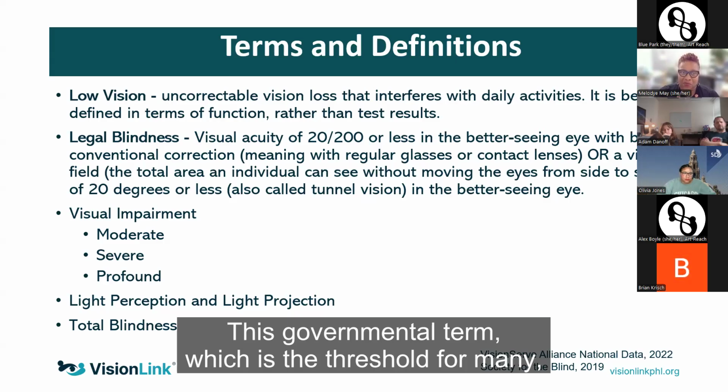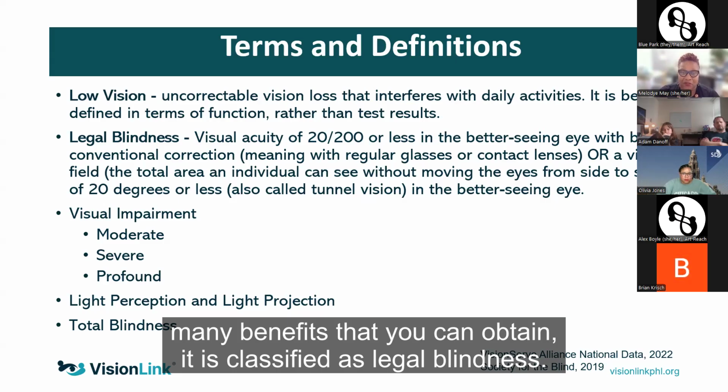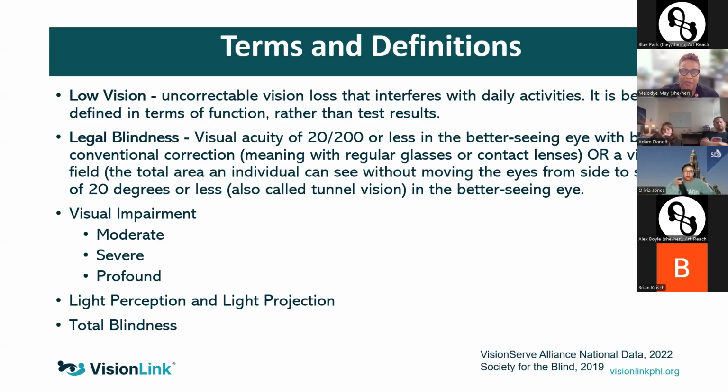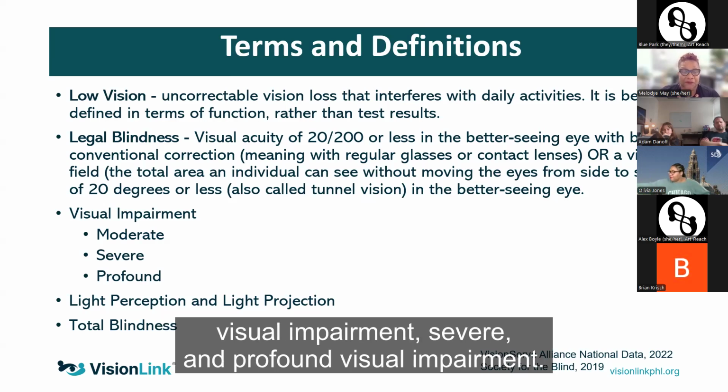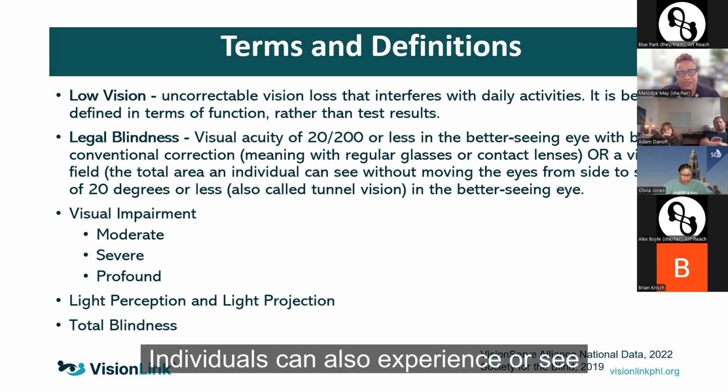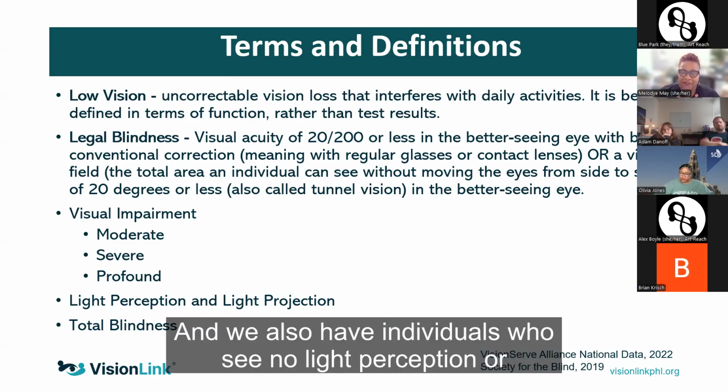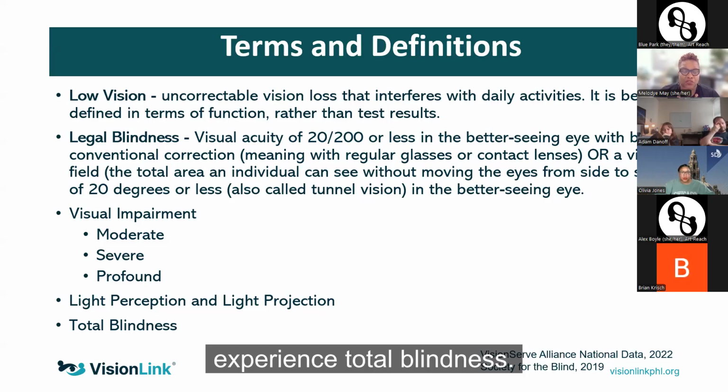This governmental term, which is the threshold for many, many benefits that you can obtain, is classified as legal blindness. Sometimes visual impairment is also classified as having moderate visual impairment, severe, and profound visual impairment. Individuals can also experience light perception and light projection. And we also have individuals who see no light perception or experience total blindness.